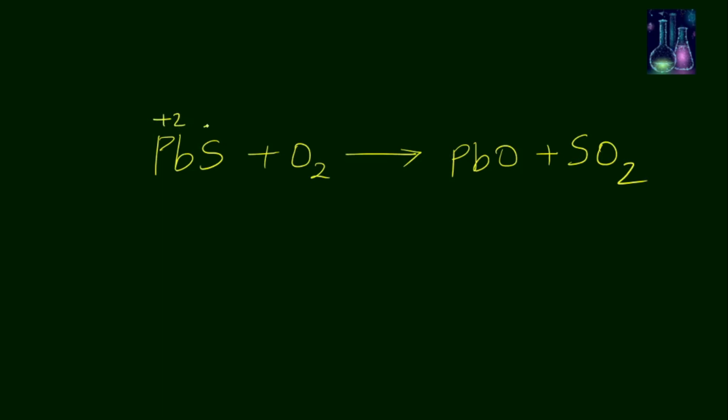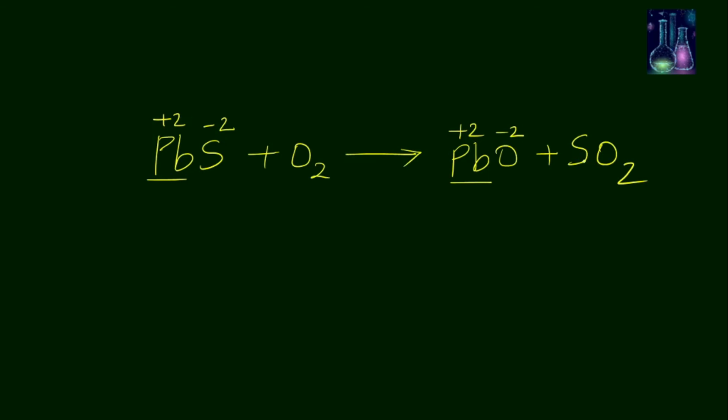PbS, lead sulfide, plus oxygen gives PbO plus SO2. Here Pb is +2 because it's a metal and sulfur is -2. Here Pb is +2, oxygen -2. So there is no change in the oxidation state of Pb. Therefore Pb is neither undergoing oxidation nor undergoing reduction. Now, who is undergoing oxidation?